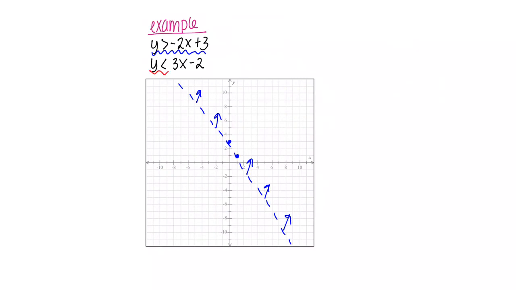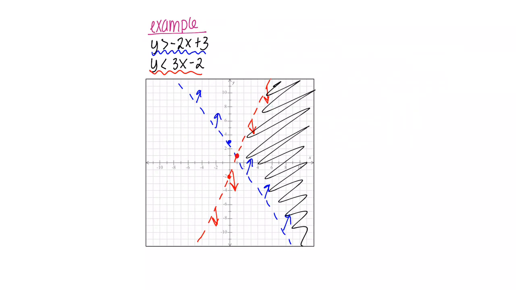For my second line, y-intercept is negative 2, slope is 3, that's up 3, right 1. No underline, so this guy will be a dashed line as well. And it says less than, so I am going to be shading below this guy. The region that has arrows on both sides is going to be this region here. You see the arrows pointing here and here. So I am going to shade this region this time. And I'm done.